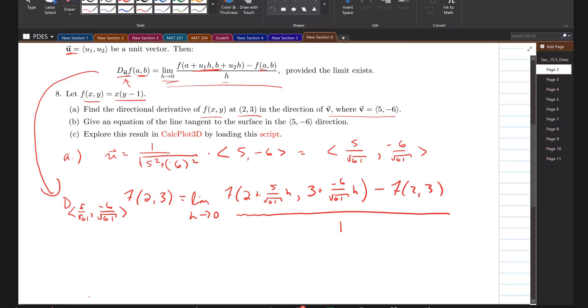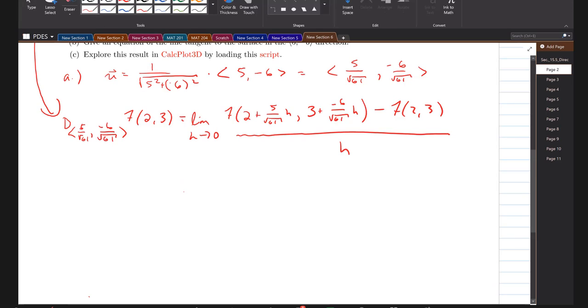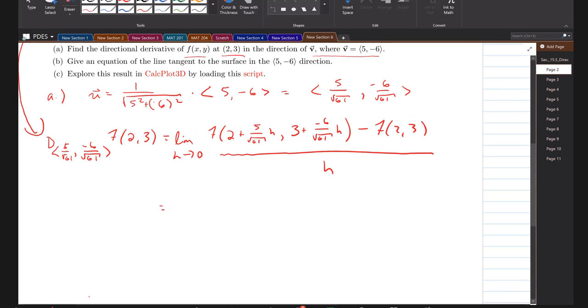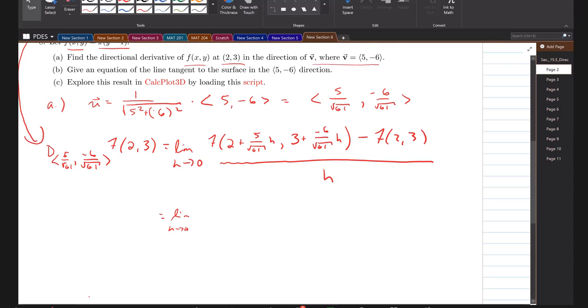Okay? Now, normally, folks, computing this would be a real chore, but it's not going to be too bad in this case because everything's raised to the first power, so we won't have too much work to do on this. So this is the limit as h approaches 0 of, and then if we actually plug into the function x times y minus 1, that's 2 plus 5 over the square root of 61, that's our x-coordinate, times y, which is 3 plus negative 6 over the square root of 61.